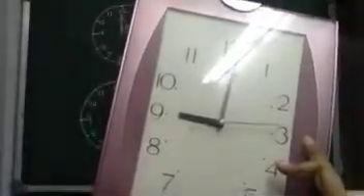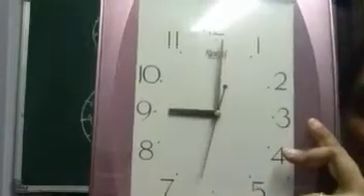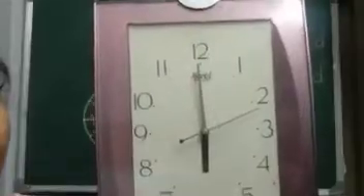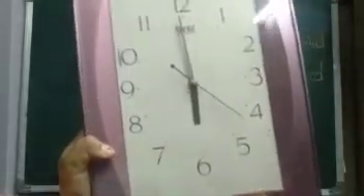Now, see children, now the long hand is on 12 and the short hand is on 9. So it's 9 o'clock. It's 6 o'clock. See, the small hand, the short hand, is on 6 and the long hand is on 12. Straight line, 6 o'clock. Okay.